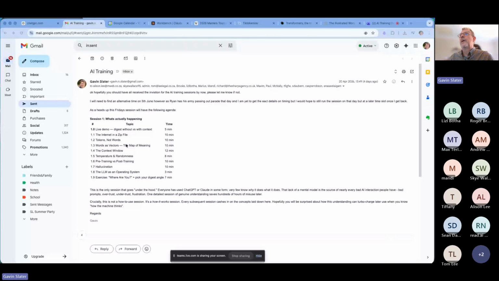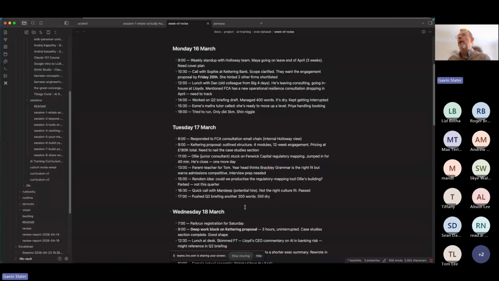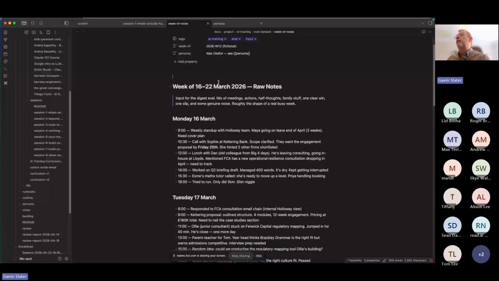So this is today's agenda. And we're going to kick off with a live demo of what I call a weekly digest. It's where you capture what you're doing during that week. I thought this weekly digest would be a great example because everybody has a week and everybody has a lot of different stuff that they do during that week.